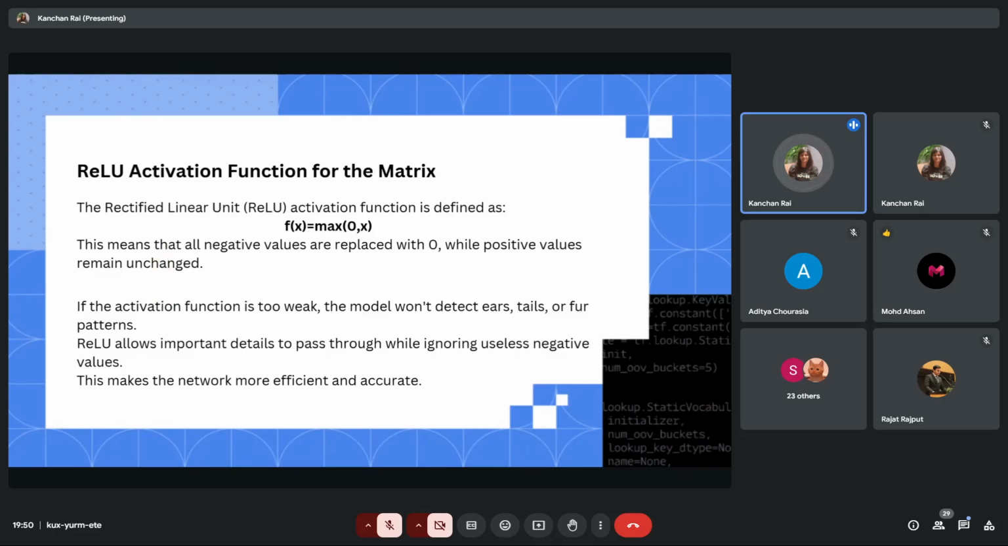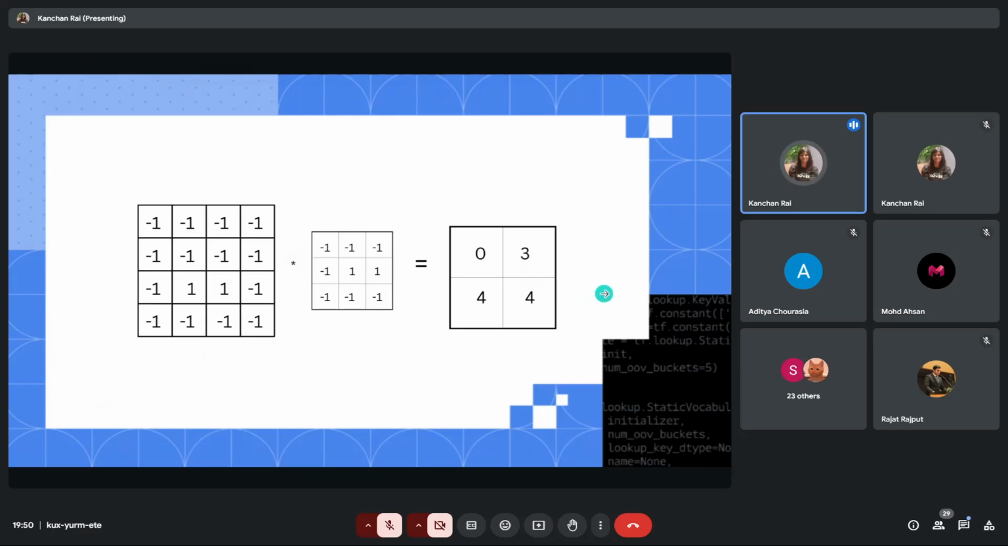Now, what is an activation function? There are many activation functions, but the best one that we use is ReLU, which is rectified linear unit. It is defined as f(x) equals maximum of 0 comma x. This means that all negative values are replaced with zeros, while positive values remain unchanged. Why are we doing this?